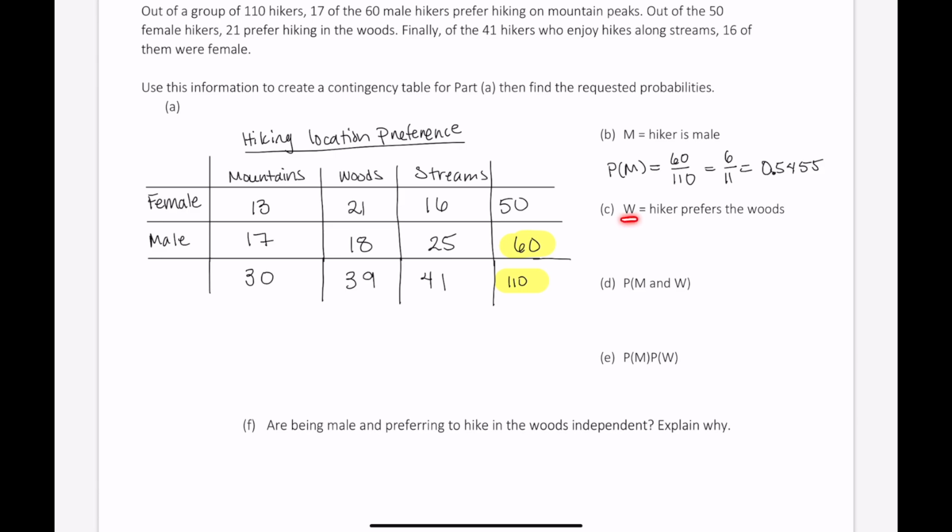Next, we have event W here in part C, which is a hiker prefers the woods, and the probability of W. The hiker prefers the woods. We have a total of 39 out of 110 hikers who prefer the woods. And this works out to be 0.3545.